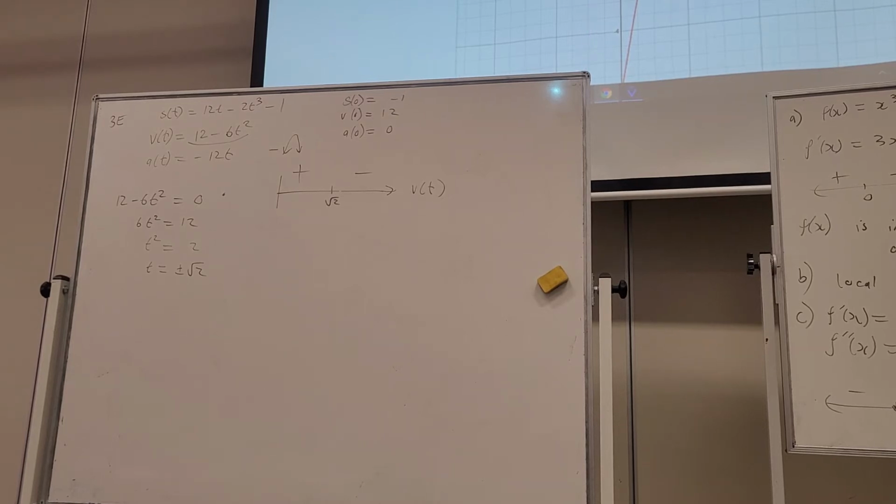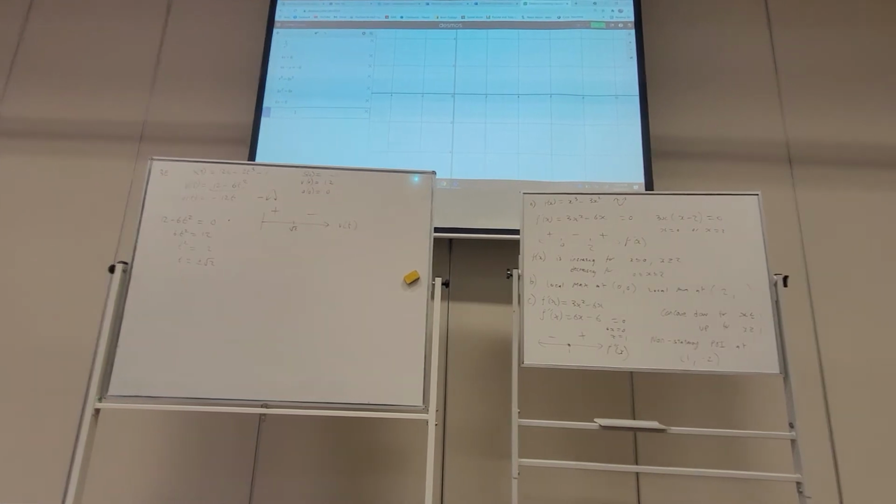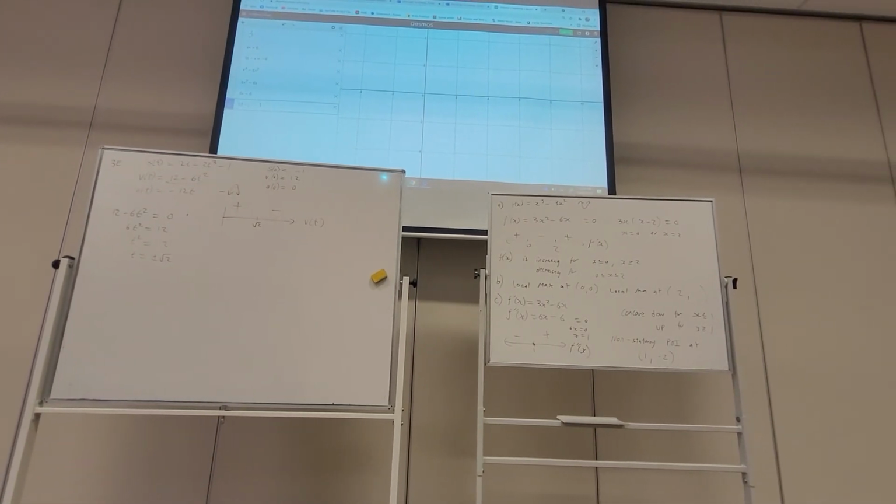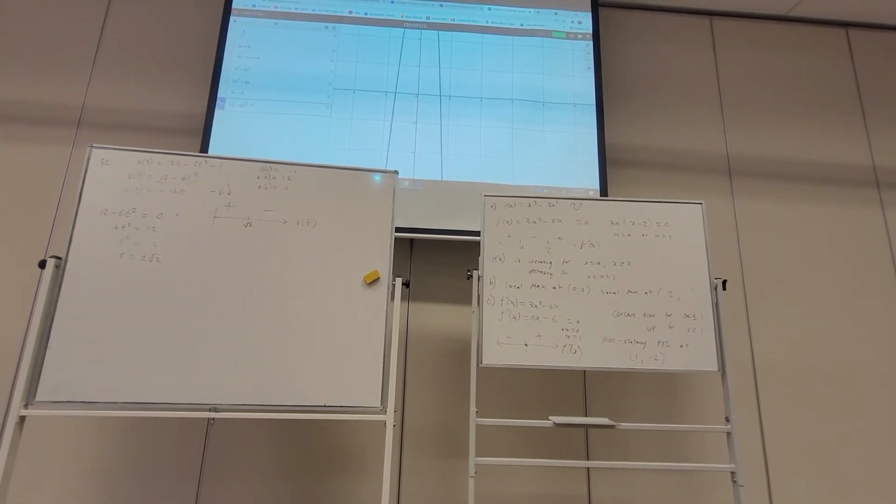Okay, so let's graph the derivative function here. It's going to be 12 take 6x squared. Okay, look at that. That's the graph of it. Opening downwards, and the root is 1.4. Square root of 2. All right, so that's the sign diagram of the velocity function.